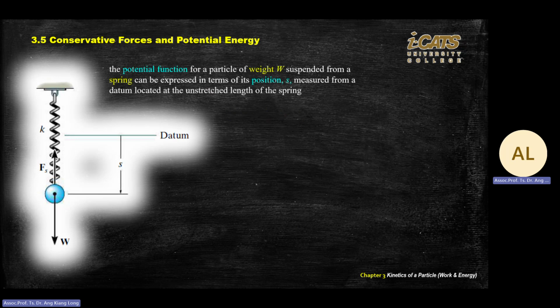Okay, so here we combine the two scenarios. We combine spring and weight in the same device. So you have a spring and the green ball there. The green ball has mass. Mass will create weight going down. And you're given a datum at the middle of the spring.